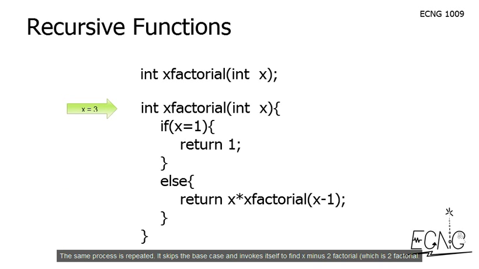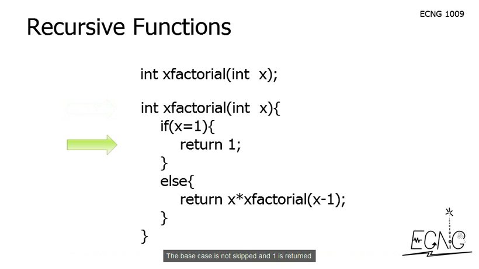The same process is repeated. It skips the base case and invokes itself to find the factorial of x-2, which is 2 factorial. Again, the function skips the base case and invokes itself to evaluate the factorial of x-3, which is 1 factorial. The base case is not skipped and 1 is returned. Therefore our final result is 4 by 3 by 2 by 1, which is 4 factorial.